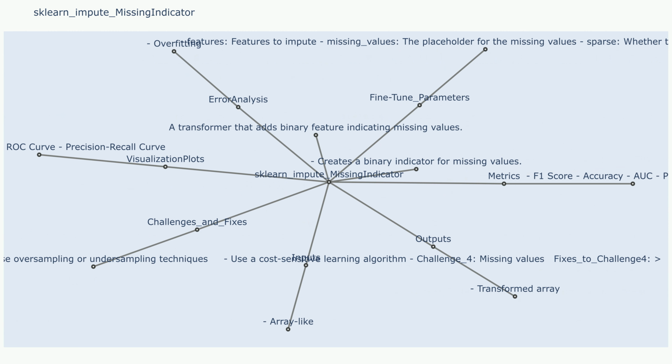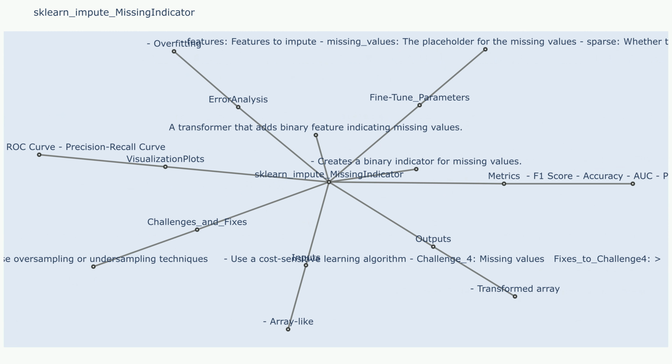Outputs. Missing values indicator: a Boolean array or sparse matrix indicating the presence (true) or absence (false) of missing values for each feature. Features: a list of feature names for the output missing value indicator. Steps. Identify missing values in the input dataset based on the specified missing values parameter. Create a Boolean feature for each feature in the input dataset, indicating the presence or absence of missing values. Return the missing value indicator array or sparse matrix, along with the feature names corresponding to the indicator.